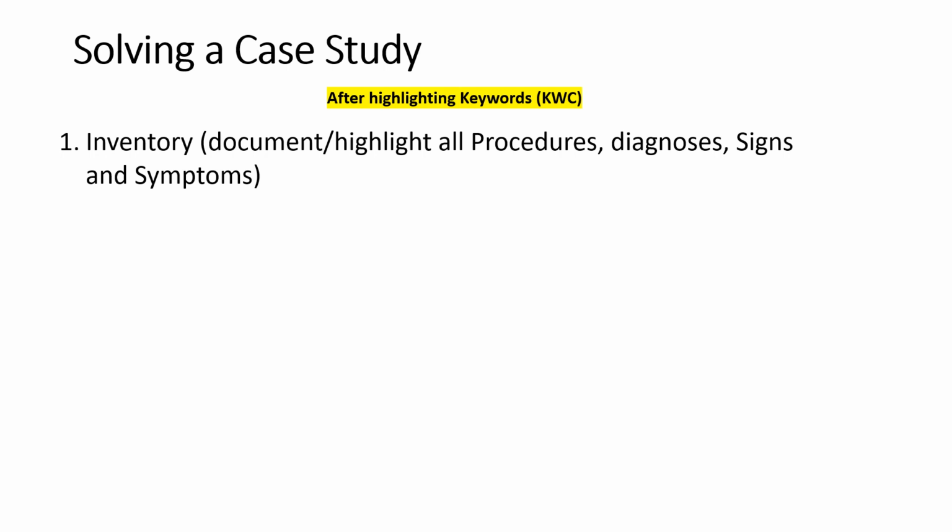Number one, inventory or document, write down. And if you don't want to write, you can highlight all procedures, diagnoses, signs, and symptoms. Number two, go ahead and select the principal procedure.